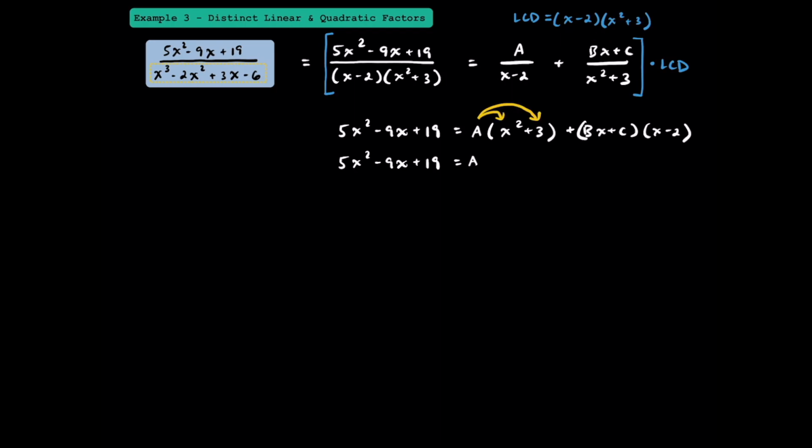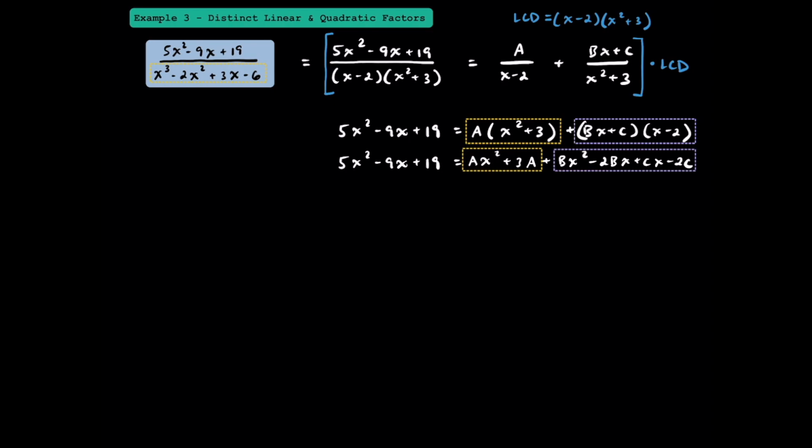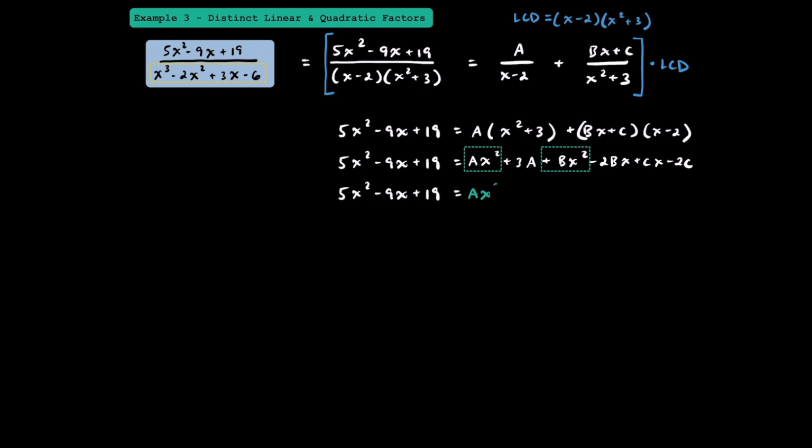Distributing here, we're going to get ax squared plus 3a. And distributing over here, we're going to get bx squared minus 2bx plus cx minus 2c. We just distributed this into this, and we FOILed this into this. Now let's rearrange the right side. Let's write these two terms first because they both have an x squared. And we'll follow it up with these two terms since they both have an x. And we'll finish it up with these two terms since they're just constants.